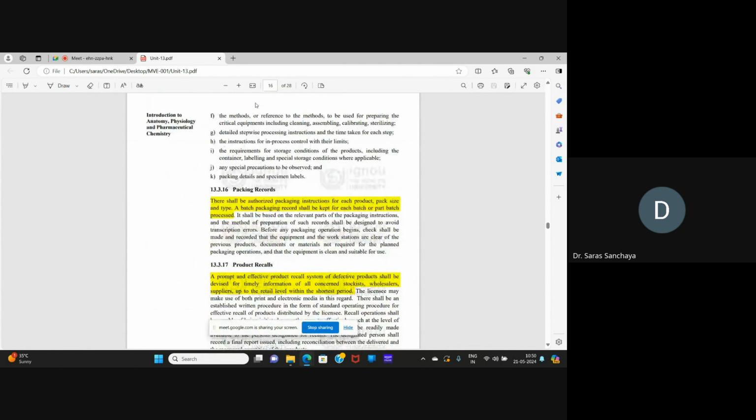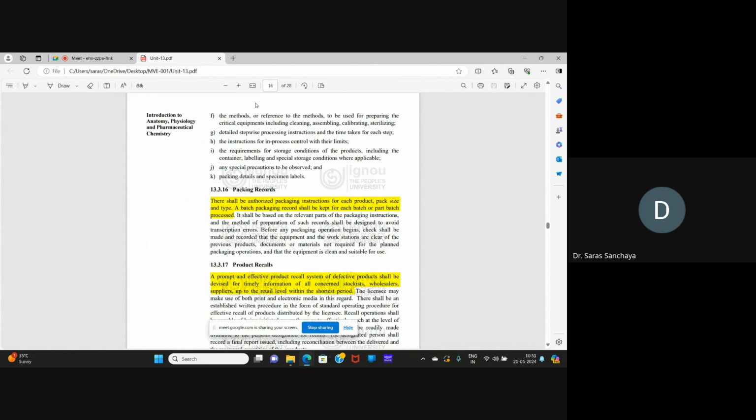Now, packing records. There shall be authorized packaging instructions for each product, pack size, and type. A batch packaging record shall be kept for each batch or part batch processed.